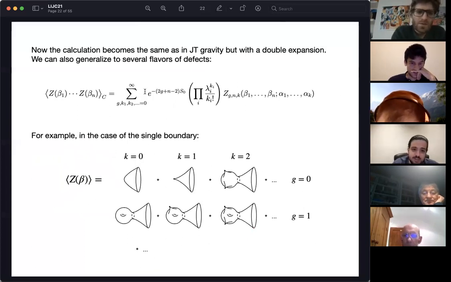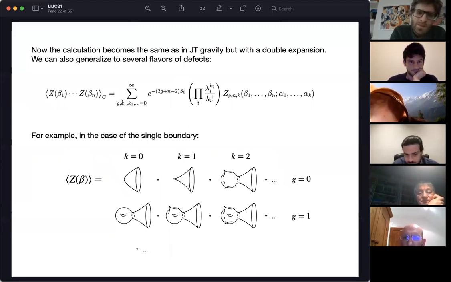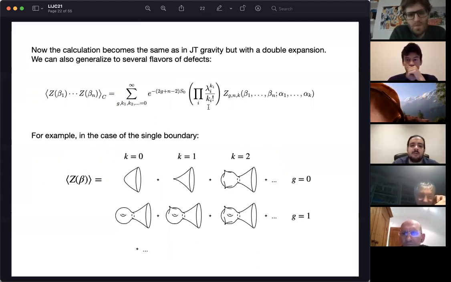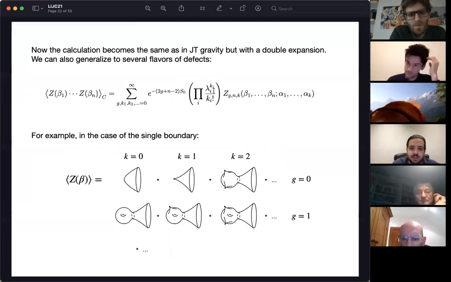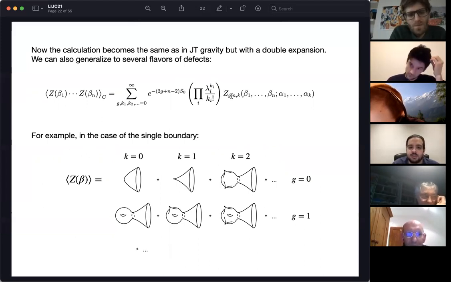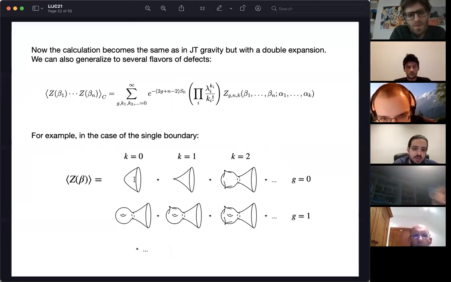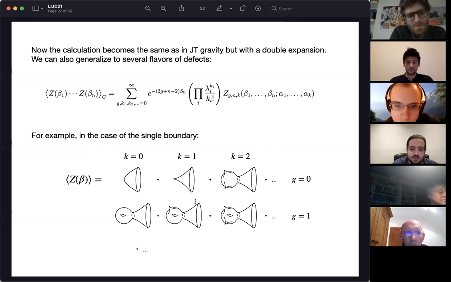Okay, so the general answer looks similar to before. We have a sum over genus with these weights, and now we have a sum over the number of defects. We have this family of species 1, 2, 3, etc. Each of them comes with a weighting of lambda to the k, where k is the number of defects of species i. Now instead of ZGN, we have ZGNK, which depends on fixed genus, fixed number of boundaries, and fixed number of defects. We need to sum over all of them, like I show in this picture. This is the sum over defects at fixed genus in the rows, and the columns are fixed number of defects, summed over handles.